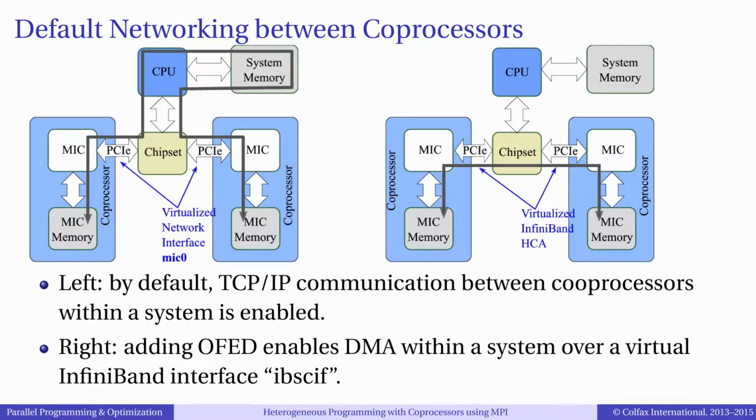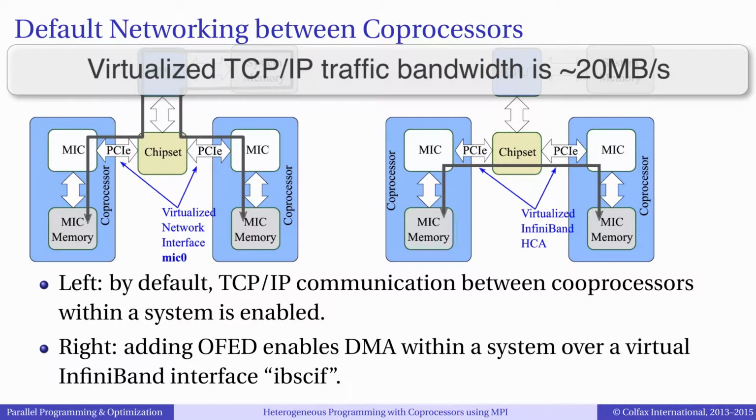This TCP/IP network fabric is configured by default, and it is used, for instance, for SSH connections with the coprocessors, for network file sharing with NFS, and, if needed, by MPI. Programmers must know that as of MPSS 3.4 and the first generation Xeon Phi coprocessors, this fabric has relatively low performance. Its bandwidth is capped at around 20 megabytes per second.